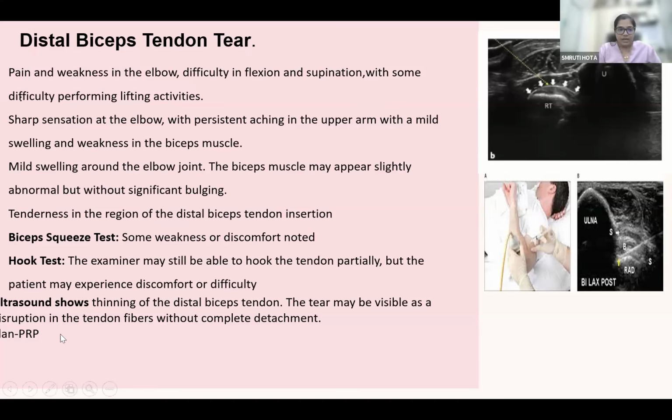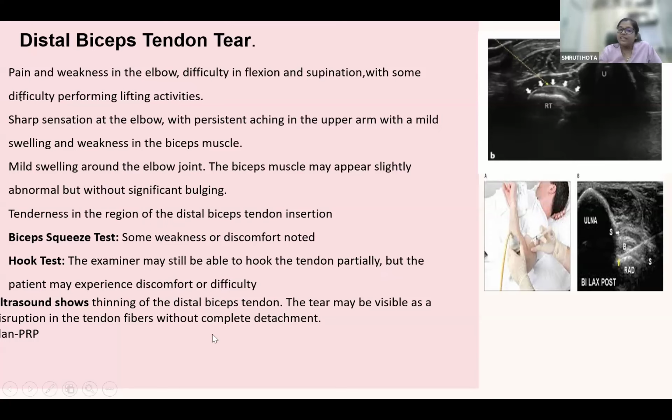You will see the biceps squeeze test. Some weakness or discomfort is noted when you squeeze the biceps tendon. And the hook test: how will you do the hook? Just hook around the distal biceps tendon area. The examiner may still be able to hook the tendon partially when there is a partial tear, but when there is a complete tear, he or she will not be able to hook. The patient may experience discomfort or difficulty.